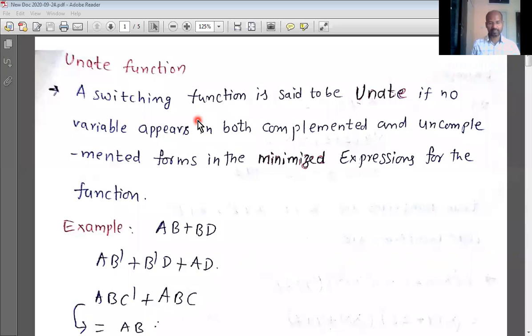In yesterday's class, we talked about min terms and max terms. Now today we will see unit function.